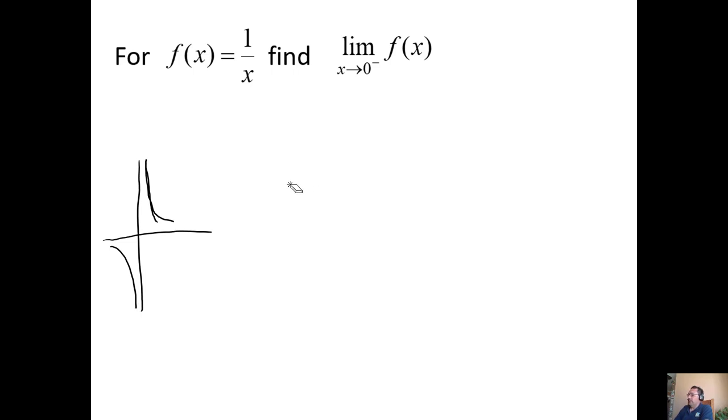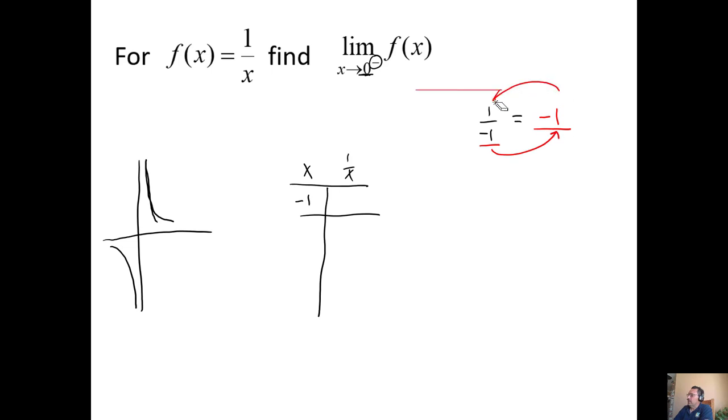We could also look at this using a table: x, 1 over x. And again, we're taking the limit as x goes to 0 from the left. So that means we want to use numbers that are less than 0. So we can start at negative 1. To figure out your y value, it's 1 divided by negative 1. One way of thinking of 1 divided by negative 1 is by asking yourself, negative 1 times what gives you positive 1? And so the answer is negative 1. You can check that because when you multiply this one by this one, you get that one. And so that's correct. So you get negative 1.